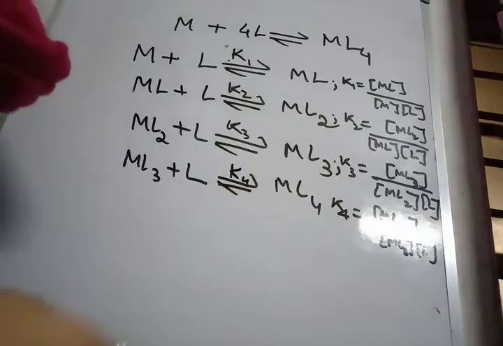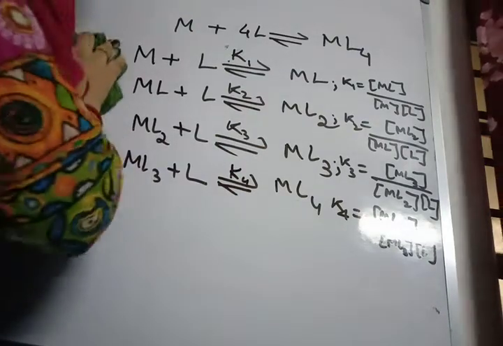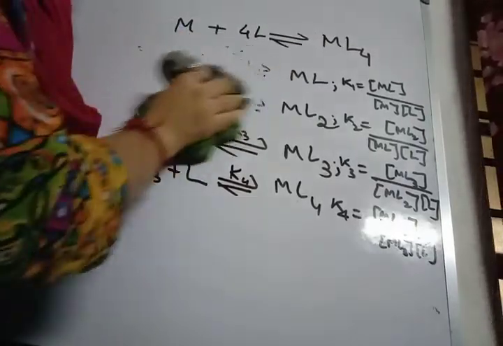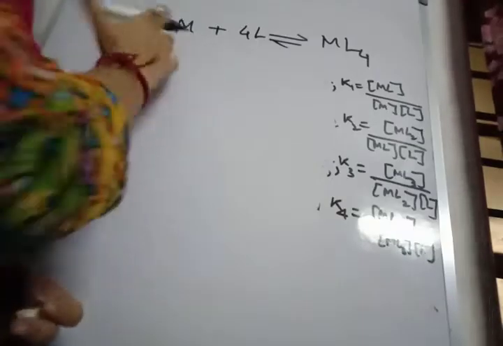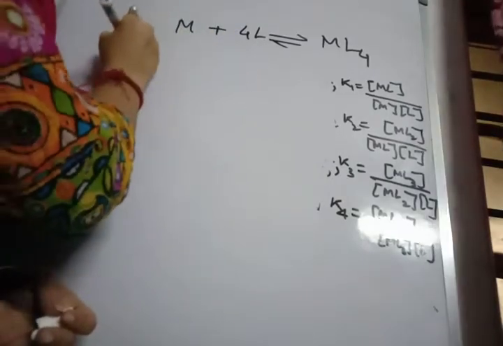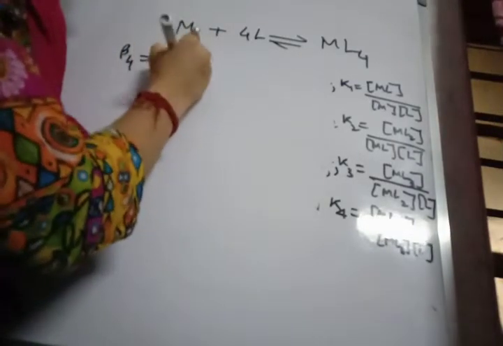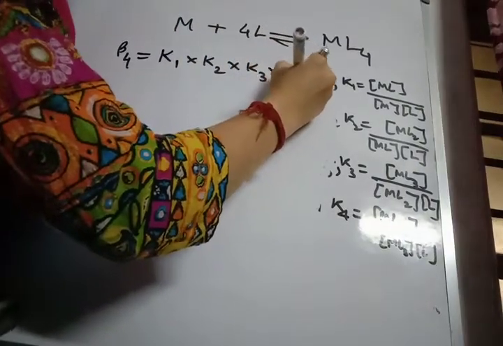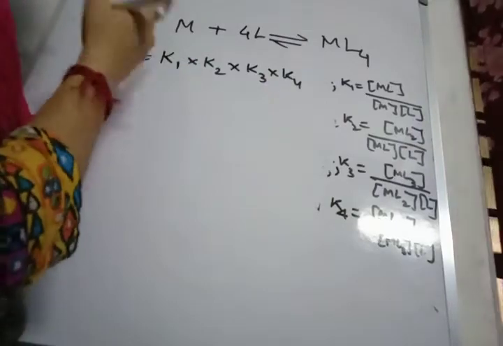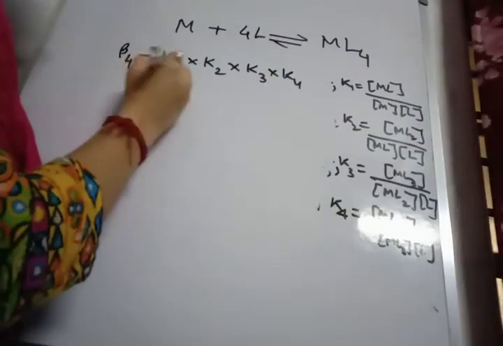Now the overall stability constant for this particular complex is given as beta 4. Beta 4, why? Because 4 steps are involved. As it is a complex with coordination number 4, if it would have been an octahedral complex, then there would have been 6 steps. So in that case, we have to write beta 6. So beta 4 is equal to the product of the stepwise stability constants. It is K1 into K2 into K3 into K4.